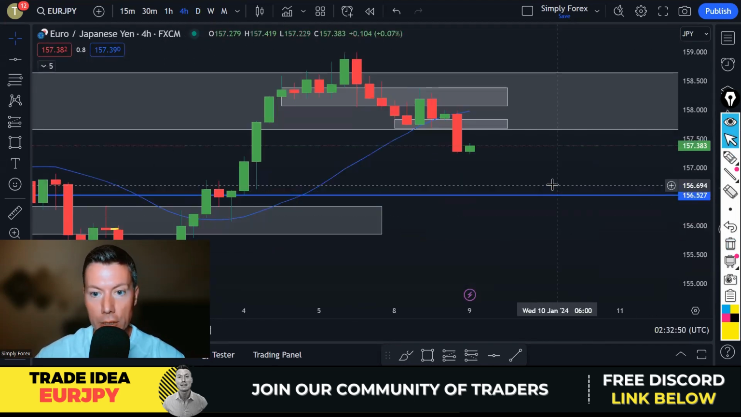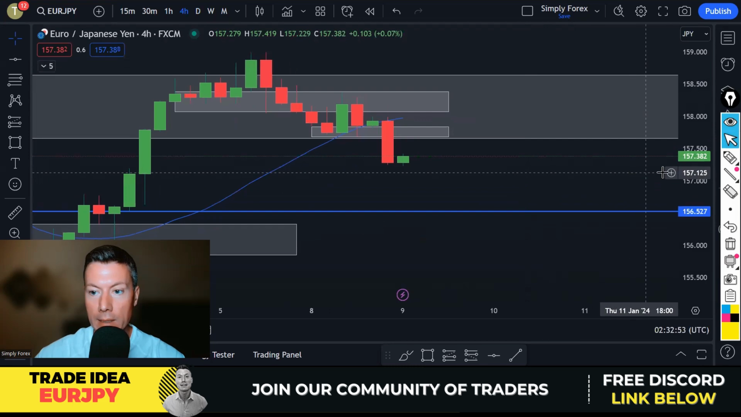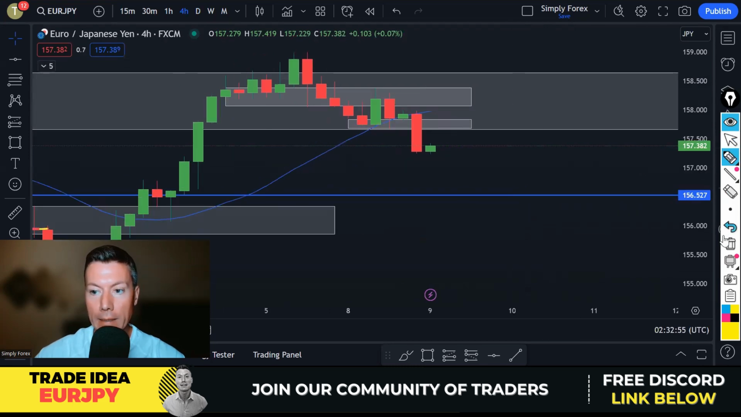If we drop down to the H4, you can clearly see we are breaking down. Come up to here, we're getting a breakdown in structure. And look at that bearish candle. I'm just looking for a retrace into this gray zone. We get a bearish reaction, and then we can start selling euro yen back down to this level.